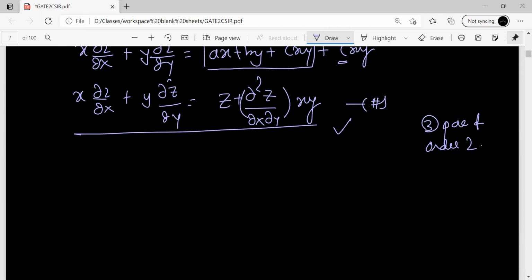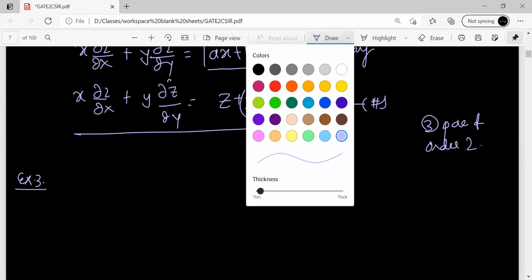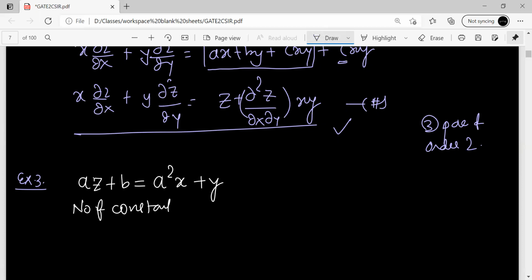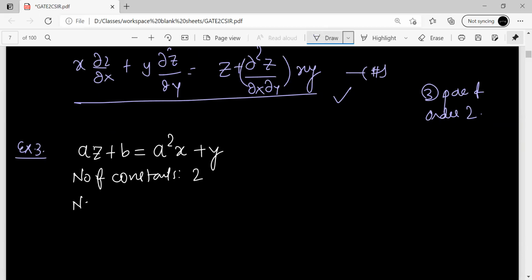Now we talk about the uniqueness. So unique PD. Let's consider another example for unique PD as well. I have z equals ax plus b, equals, say, x squared plus y. So first write down number of constants. How many? a and b. And then number of independent variables are x and y, 2. So you must expect a unique PD.